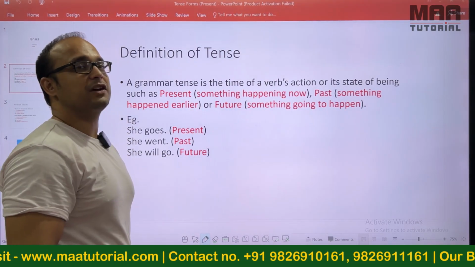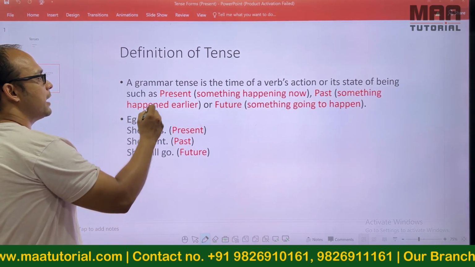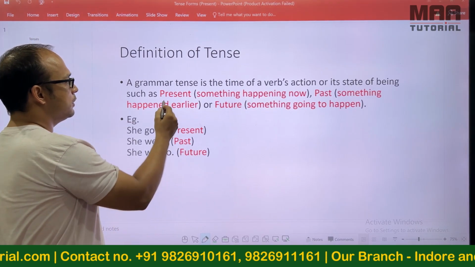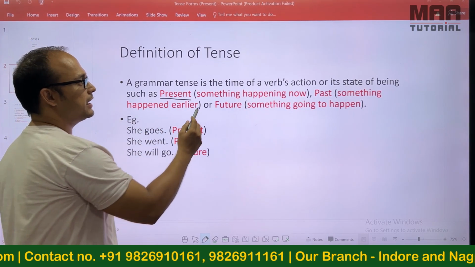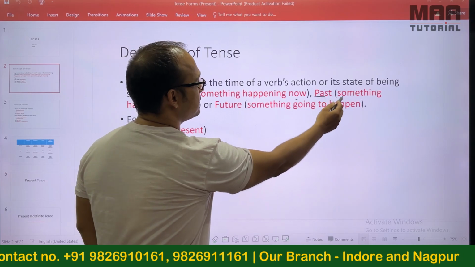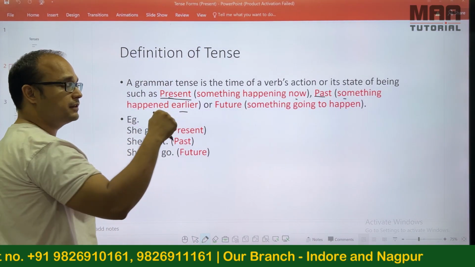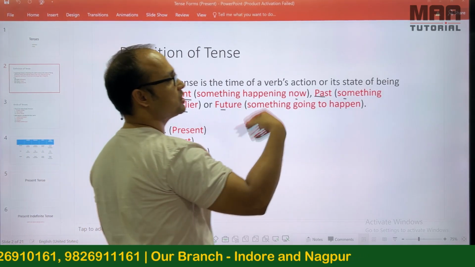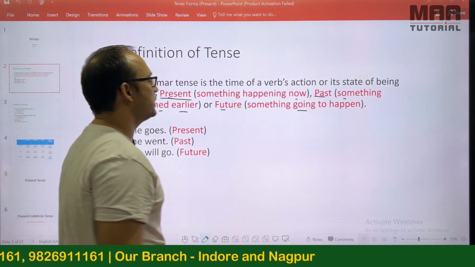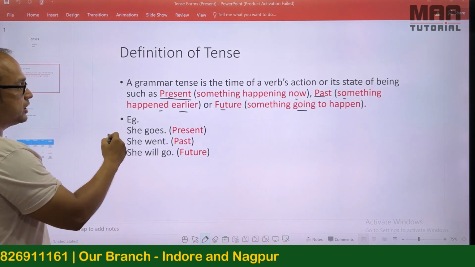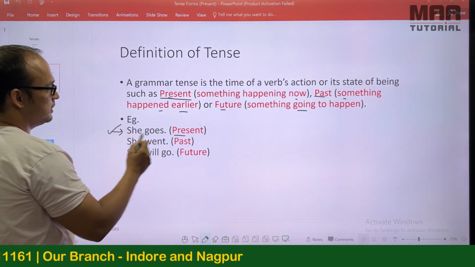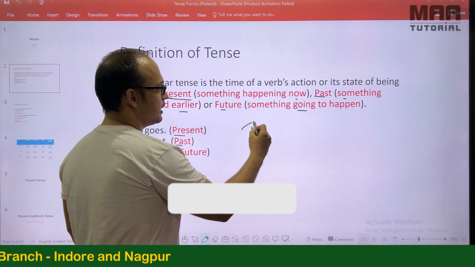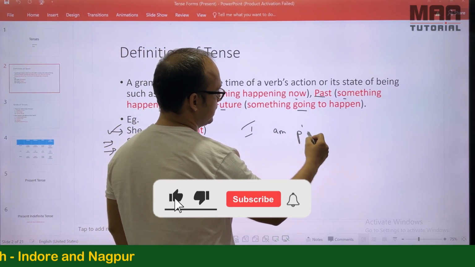So, the time of the verb's action, if it is happening right now or happens usually or has happened already or has been happening for a long time, that is called the present tense. Something happening now. Then there is the past tense, which is something that happened earlier. So, present is Vartaman, right now. Past is Bhutkal, it happened before. And future is Bhavishya, something that will happen or is going to happen in the future. Example: she goes, this is the present. She went, past. She will go, future.